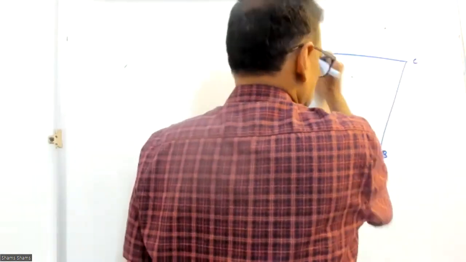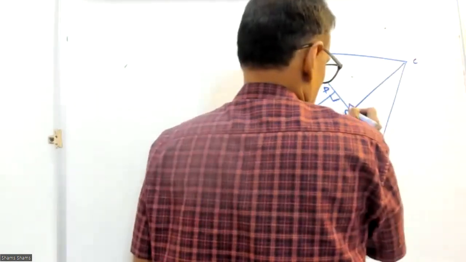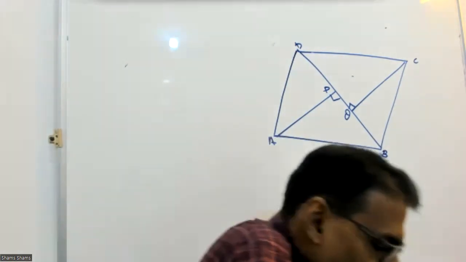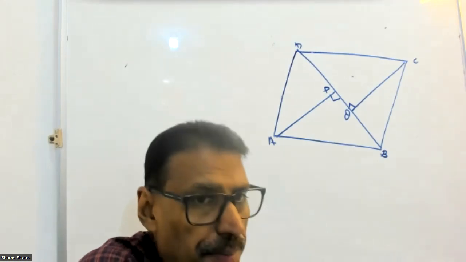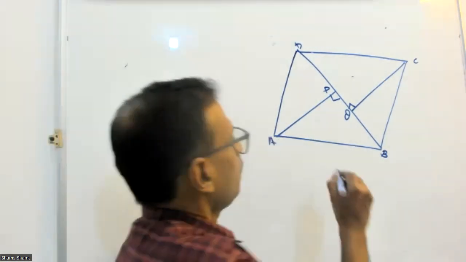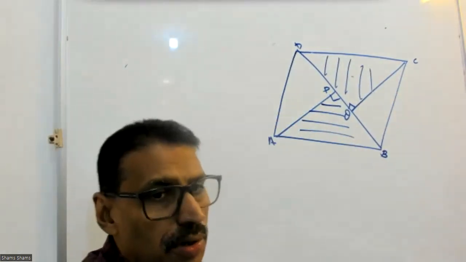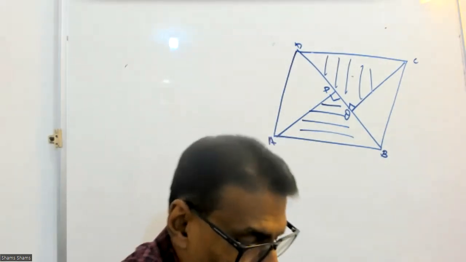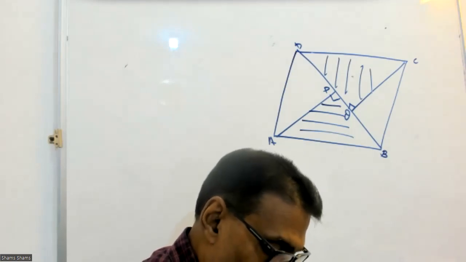Write the question first and draw the figure. I'll write. ABCD is a parallelogram, and AP and CQ are perpendicular from A and C. Show that triangle APB is congruent to triangle CQD. Second part, AP equal to CQ.